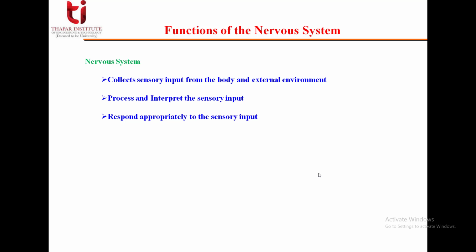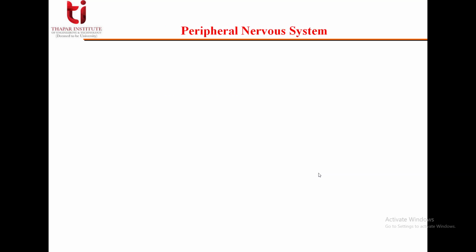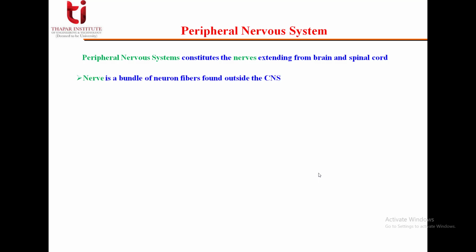Now, moving over to the next part of the nervous system, which is the peripheral nervous system. Peripheral nervous system constitutes different nerves that extend from brain and the spinal cord. Now, what is a nerve? A nerve is a bundle of neuron fibers that are found outside the central nervous system.